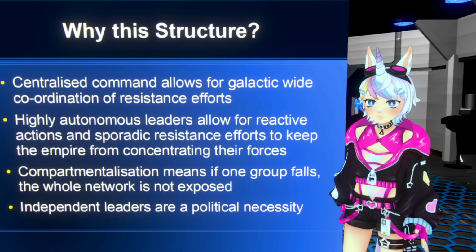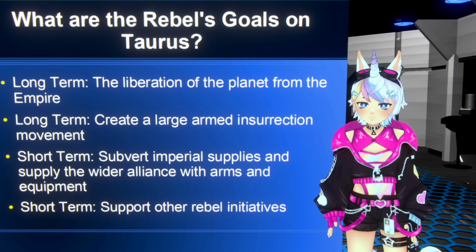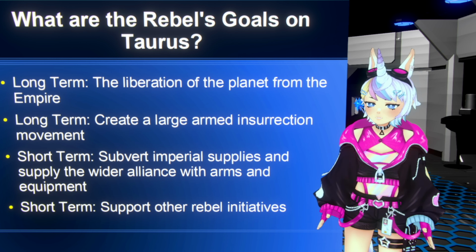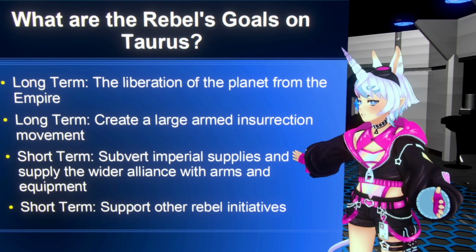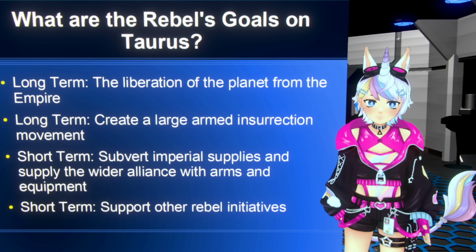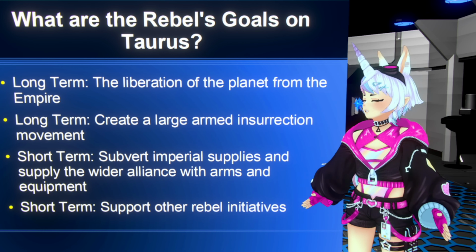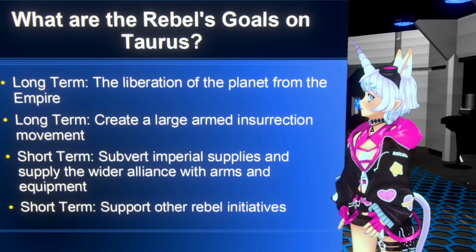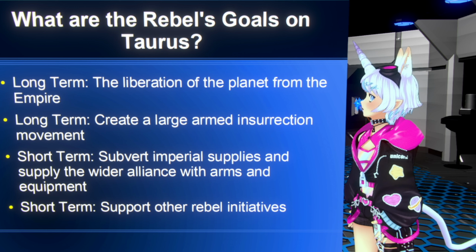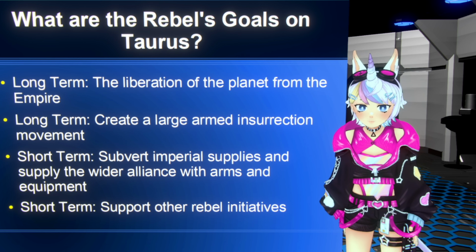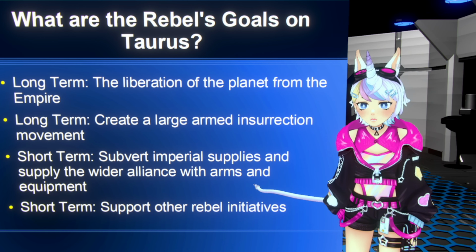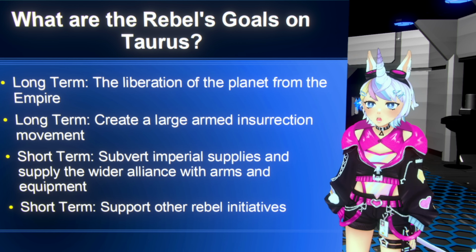So what are the rebels' stated goals on Taurus? Well, again, we can break these down into long-term and short-term goals. Long-term, they want to liberate the planet from the Empire, and they also want to create a large armed insurrection movement so that they have bodies to throw at the Empire, basically. But liberating an entire planet of a force which can absolutely stomp you if they really want to is very difficult. So they need a couple of short-term goals.